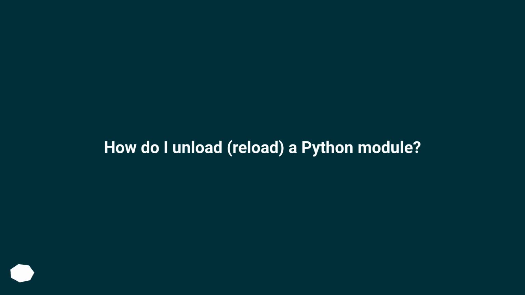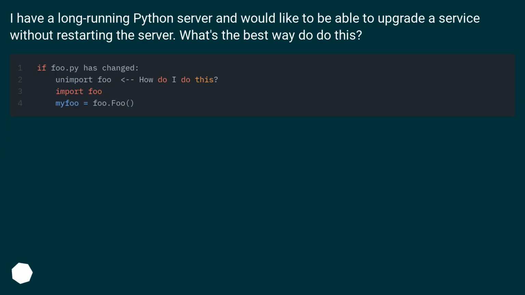How do I unload and reload a Python module? I have a long-running Python server and would like to be able to upgrade a service without restarting the server. What's the best way to do this?